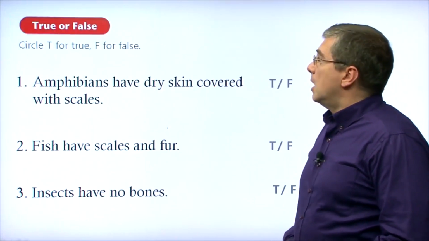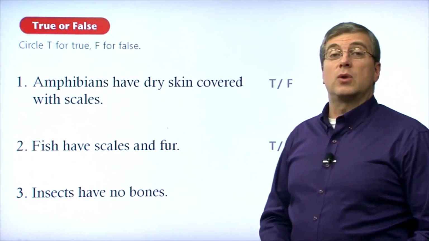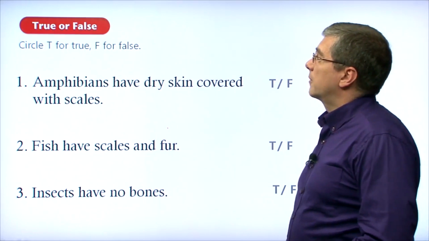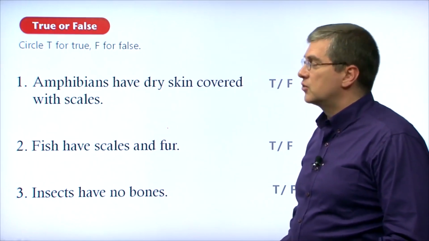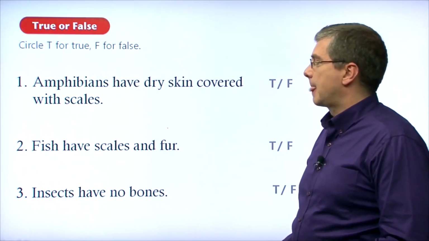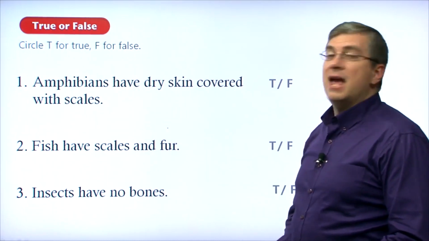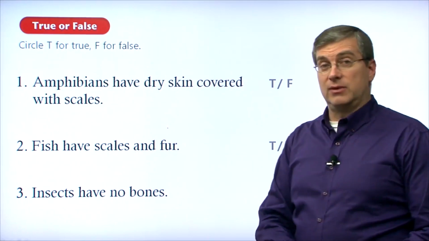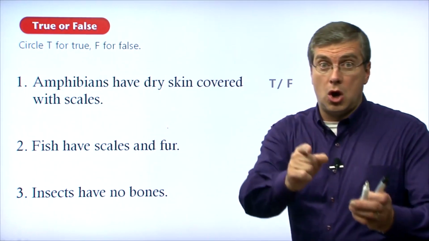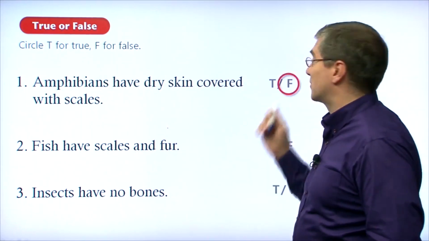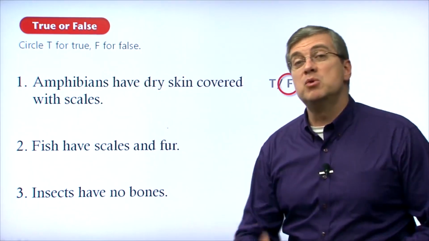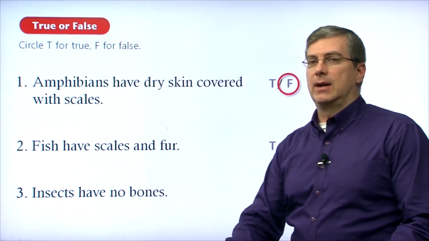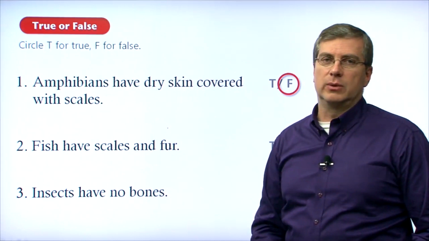Okay, let's go over the true-false questions, okay? We have true or false, circle T for true, circle F for false. Our first sentence. Amphibians. Do you remember amphibians? Amphibians have dry skin covered with scales, right? Wrong. I hope you chose that this is false, right? Amphibians have smooth, wet skin, right? They don't have dry skin covered with scales.